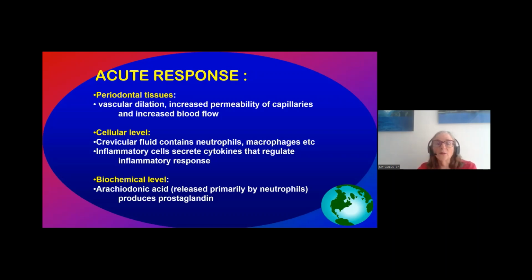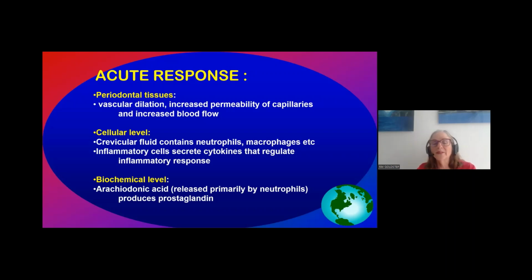On the cellular level, well, we don't see it, but we imagine the crevicular fluid contains neutrophils and macrophages, and these inflammatory cells are the ones that secrete those messenger cells, the cytokines that regulate the inflammatory response. On the biochemical level, which we definitely don't see, but we know is there, we've tested for it, arachidonic acid is released primarily by the neutrophils.